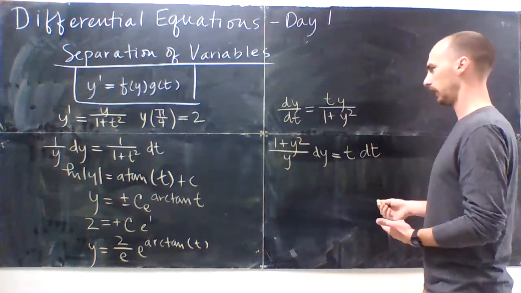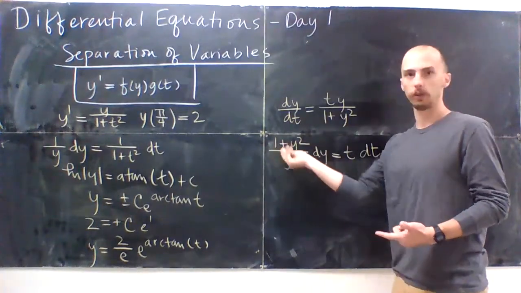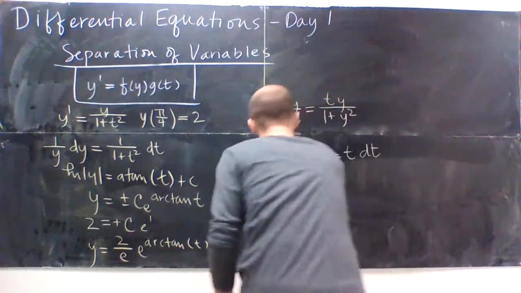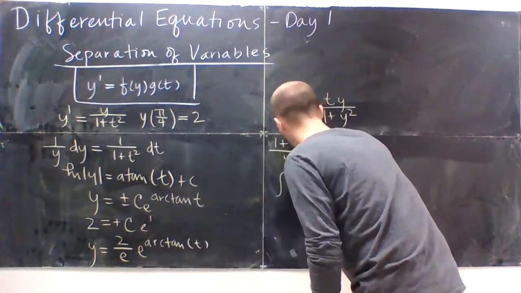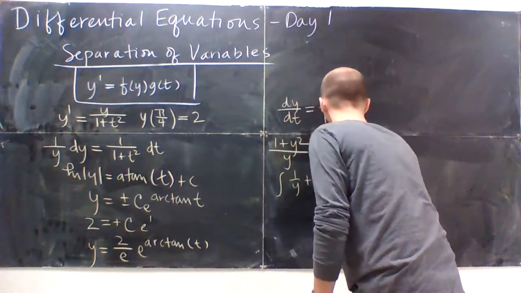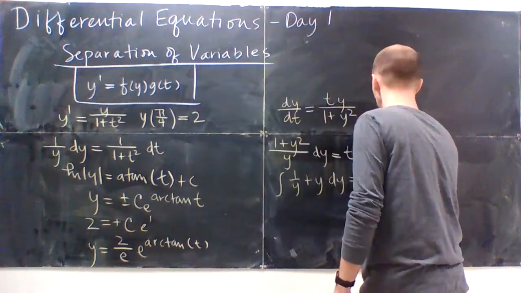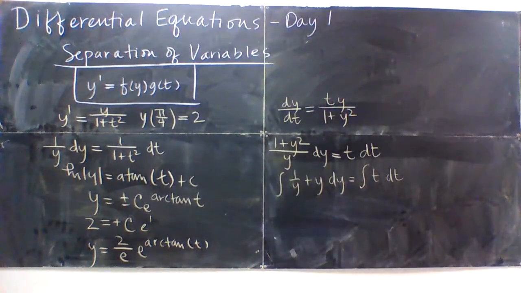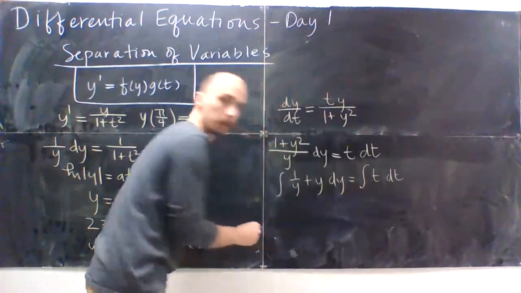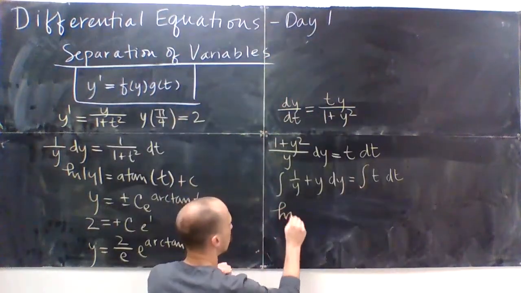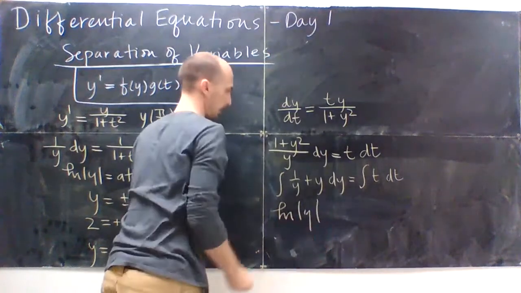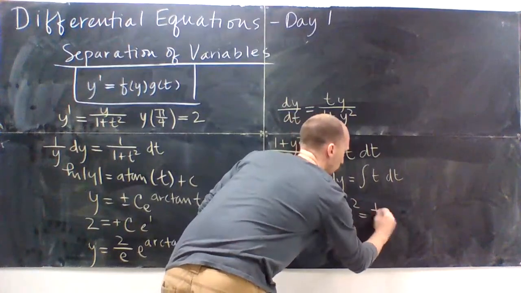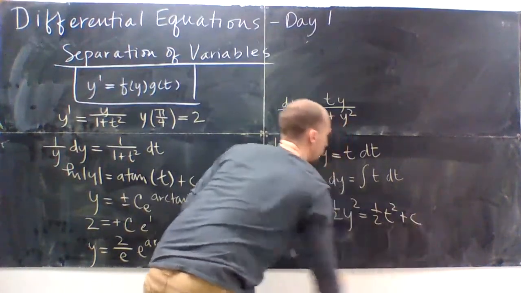Which means that, okay, I can actually do this division, right? 1 over y plus y squared over y is going to be 1 over y plus y. So the antiderivative of 1 over y plus y dy is equal to the antiderivative of t dt. All right, and that's going to be log absolute value y plus 1/2 y squared equals 1/2 t squared plus c.